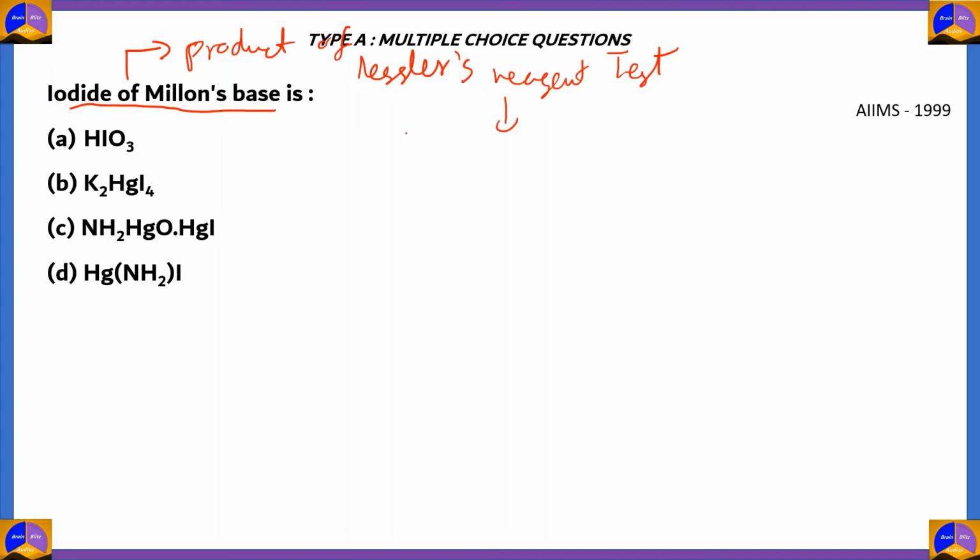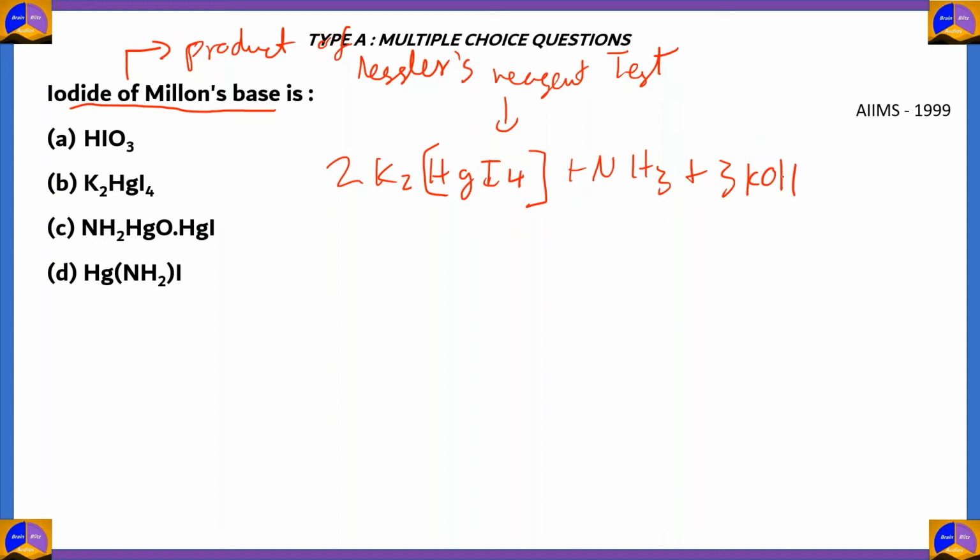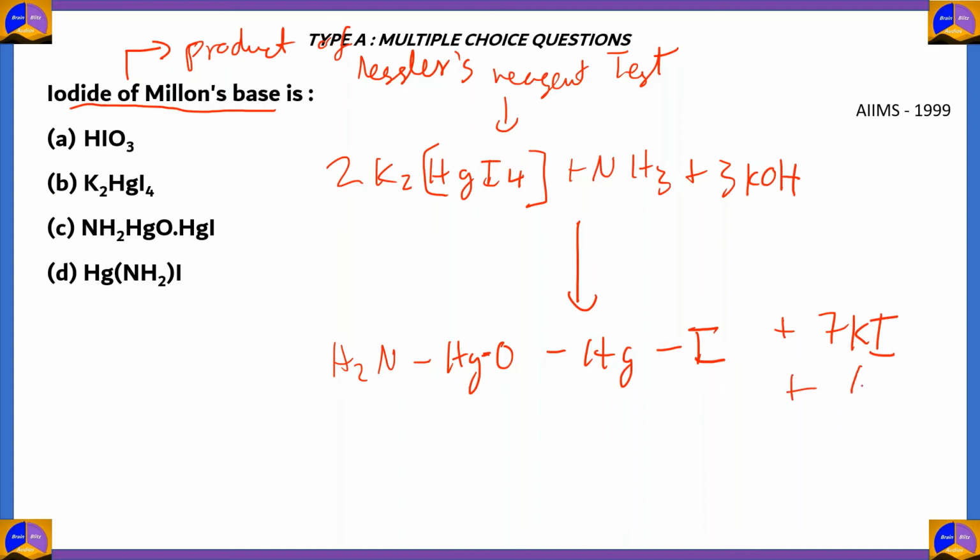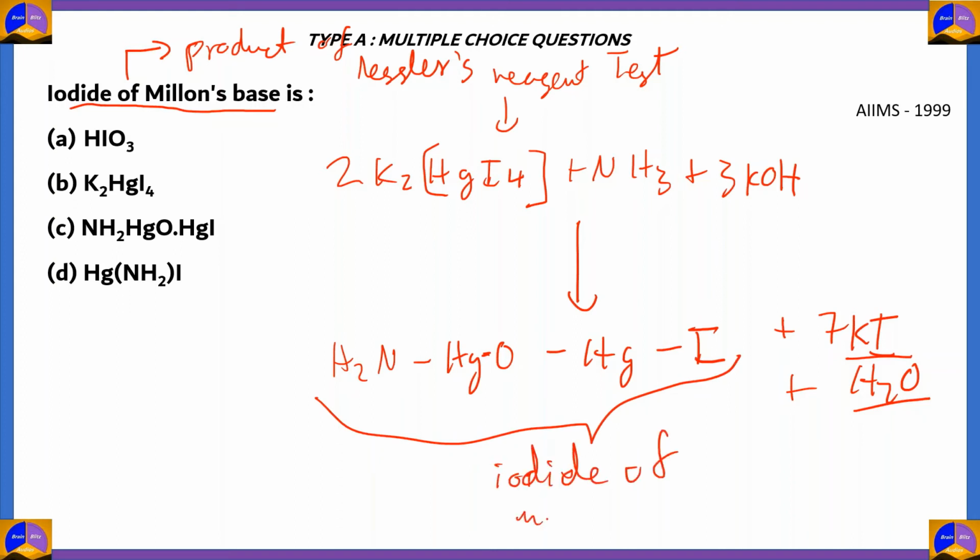So let's write the reaction for it. So it'll be 2K2HgI4 plus NH3 plus 3KOH reacts to form H2N.HgO.HgI. So this is one product, and the other products are potassium iodide and water. So since the iodide of Millon's base is a product of Nessler's reagent test, and these are potassium iodide and water, this huge compound is the iodide of Millon's base.